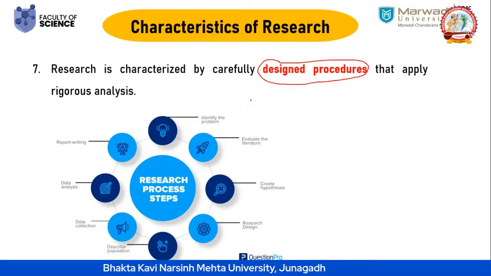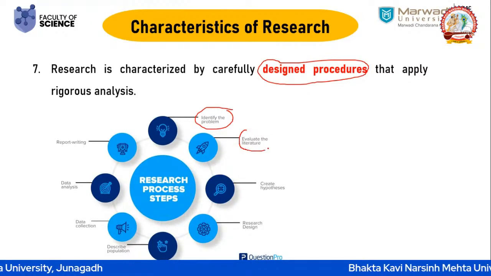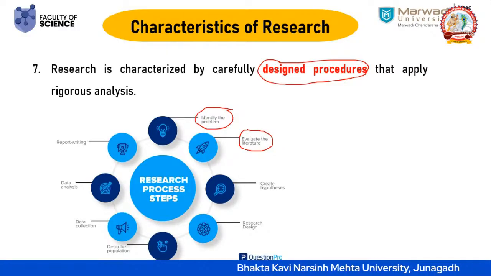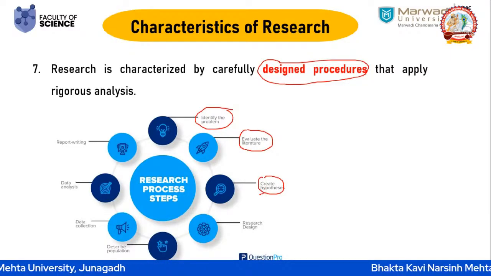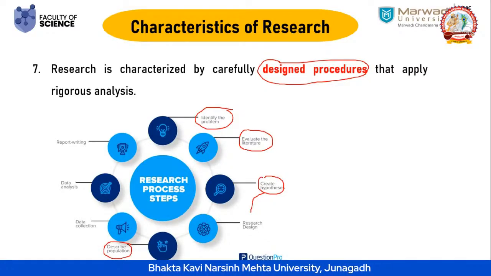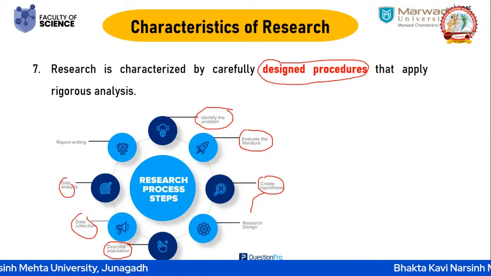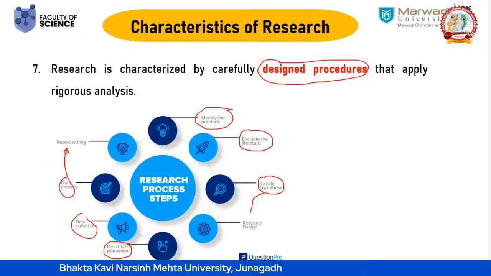So it is very effective that you need to design a specific procedure. First of all, you need to identify the problem, evaluate literature for that particular problem, create a hypothesis. It might be accepted, it might be rejected, but you need to design a certain hypothesis. From that, you need to design your research, describe the population, for example if you are doing a specific target, then data collection, data analysis, and after that you need to write the conclusion. This is how you need to follow each and every step of the research. At the end, you can get the answer that these problems are completely solved.